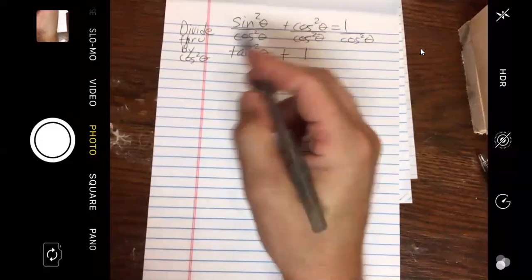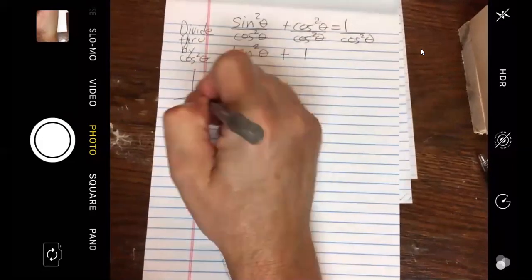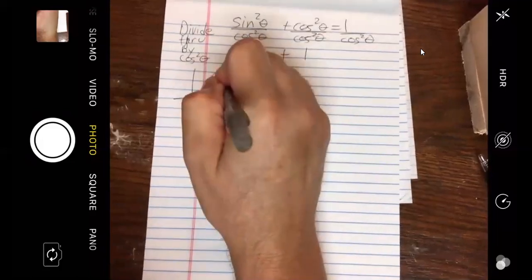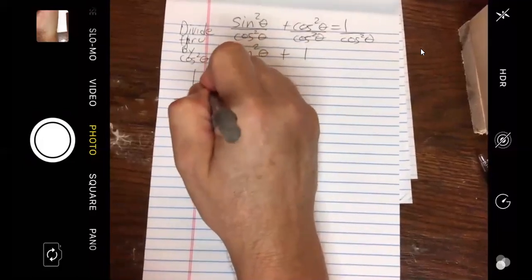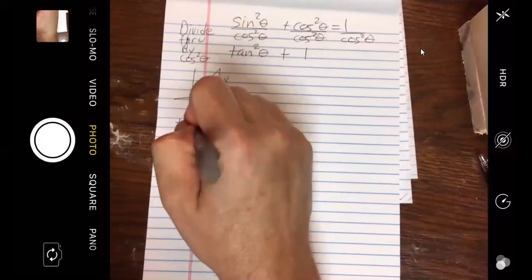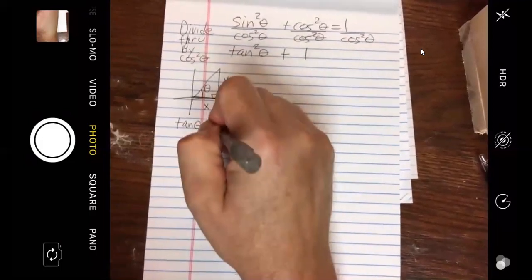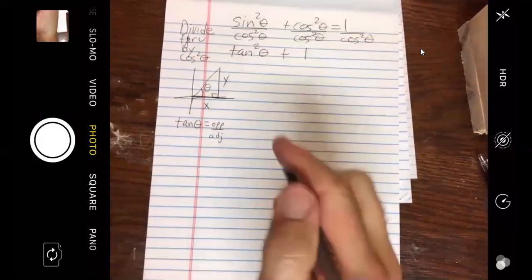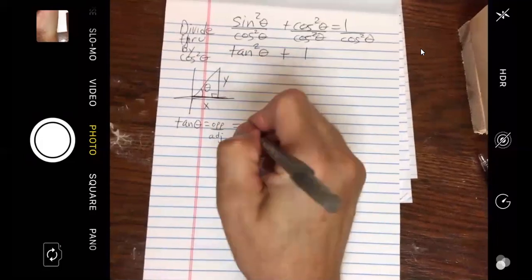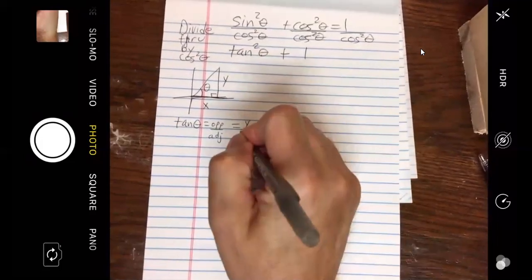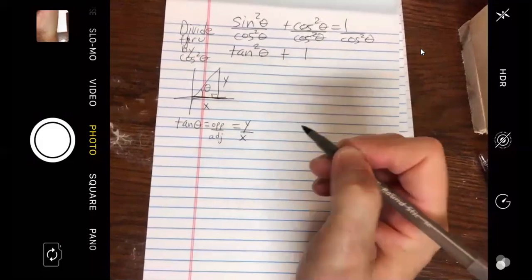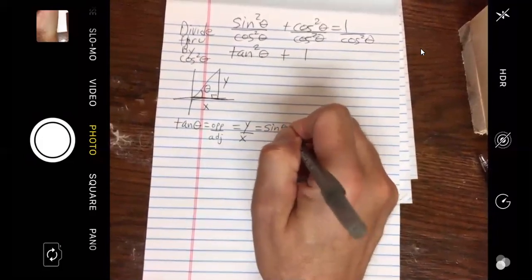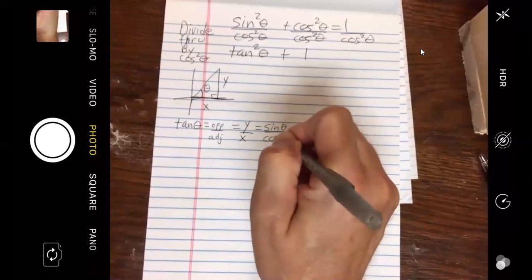Sure. Well, back to the same diagram: x, y, theta. Remember, a tangent of an angle is opposite over adjacent. The opposite side is y, and the adjacent side is x. And on the previous page, we just said that y was sine theta and x was cosine theta.